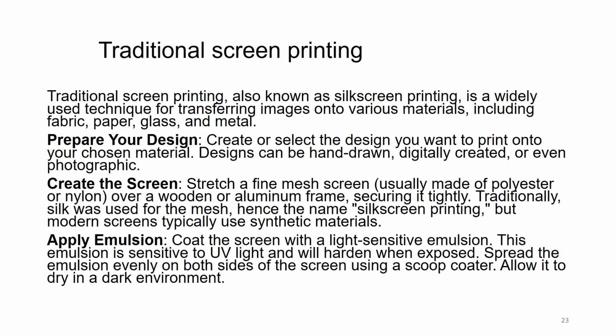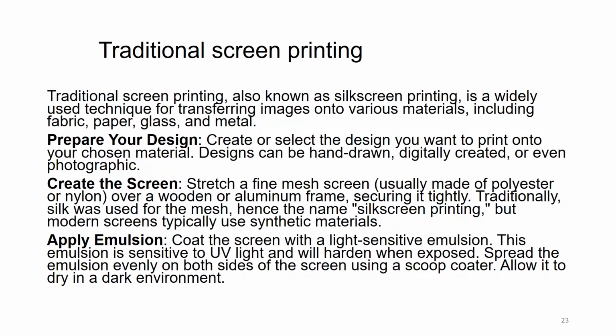Create the screen. Stretch a fine mesh screen, usually made up of polyester or nylon, over a wooden or aluminum frame, securing it tightly. Traditionally, silk was used for the mesh, hence the name silk screen printing. But modern screens typically use synthetic materials.